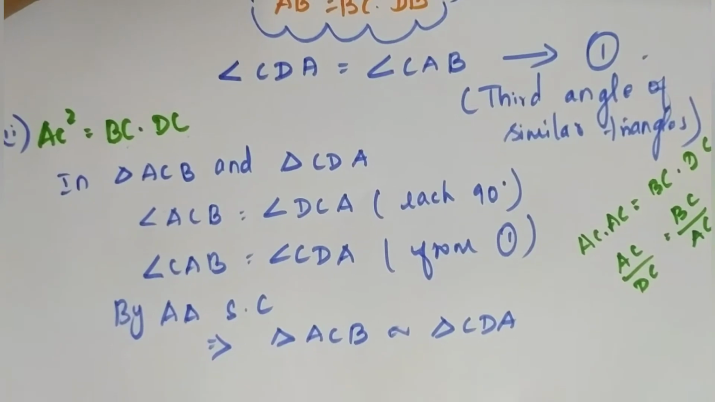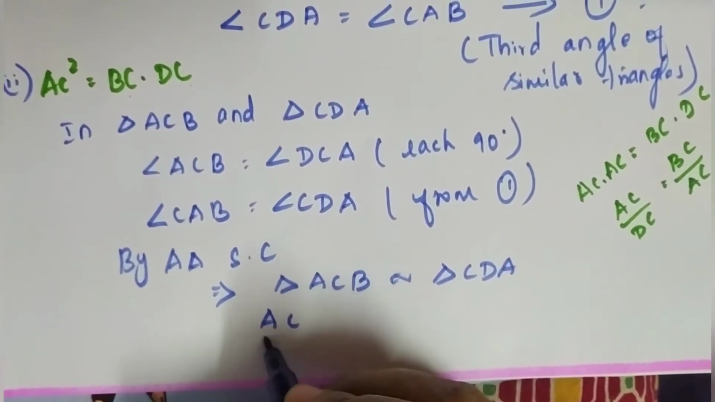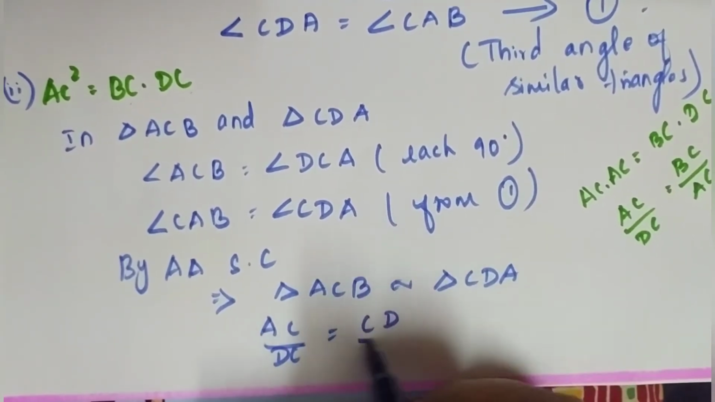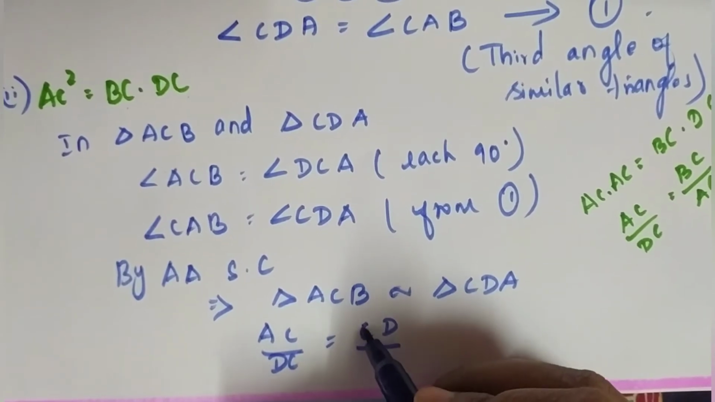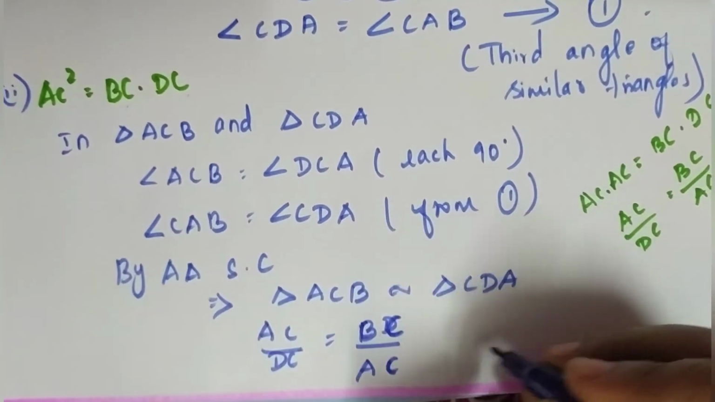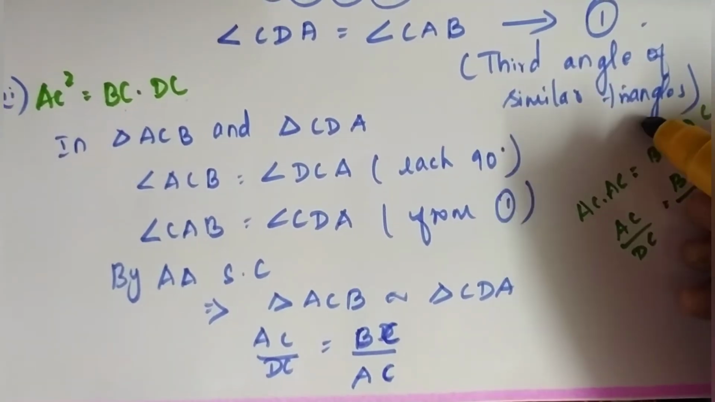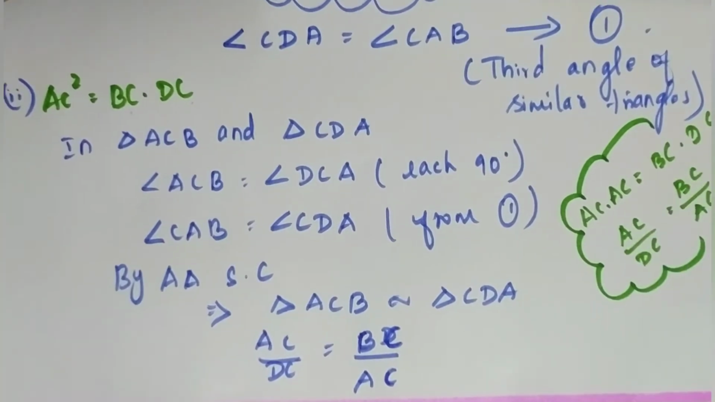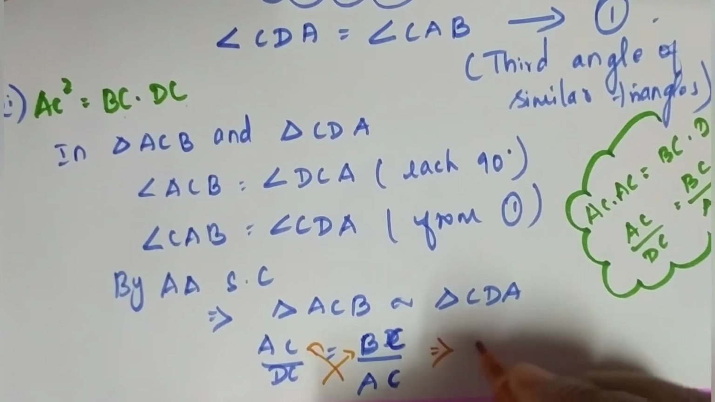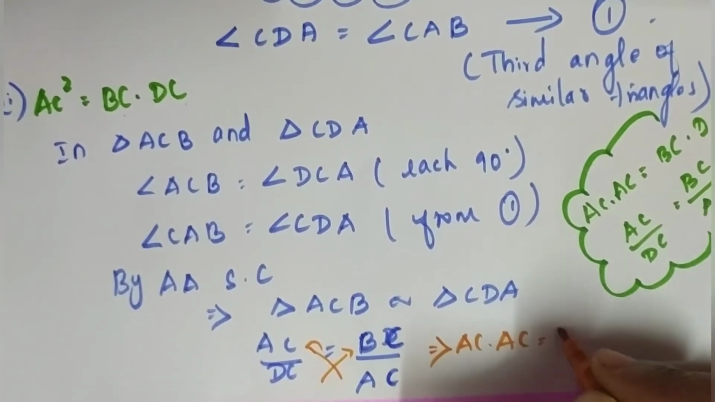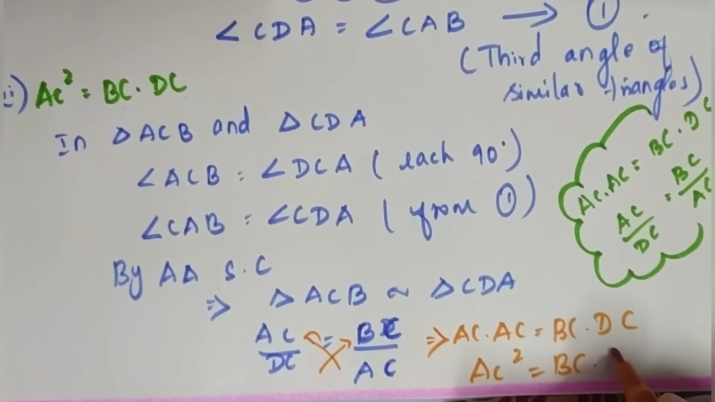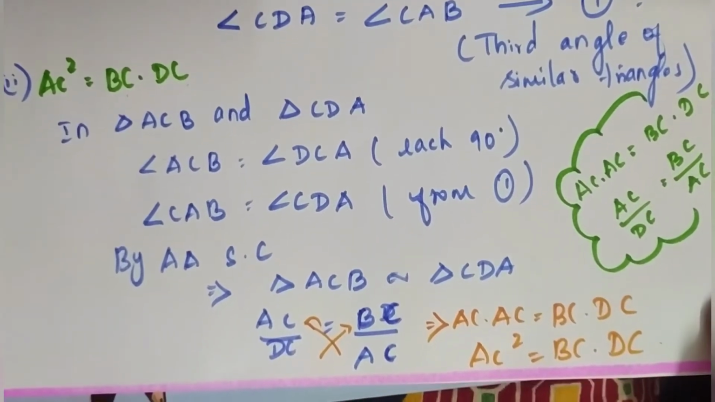These corresponding sides only I am going to write. AC divided by DC is equal to BC divided by AC. Now cross multiply it. If you cross multiply, what you will get? BC into DC. So AC square is equal to BC into DC. Clear? Is there any doubt?